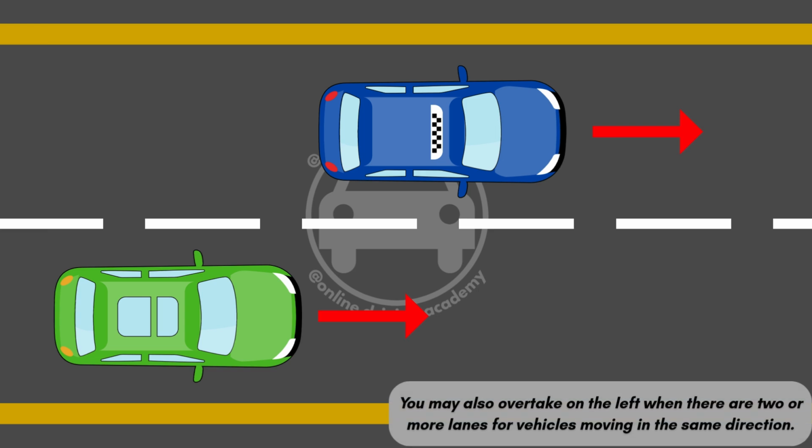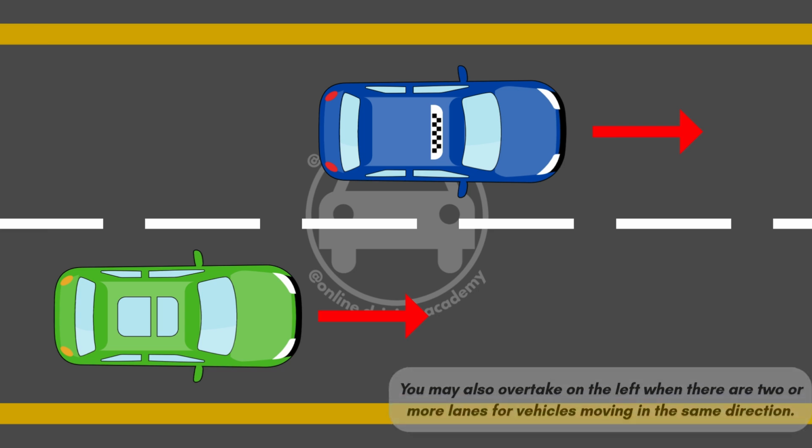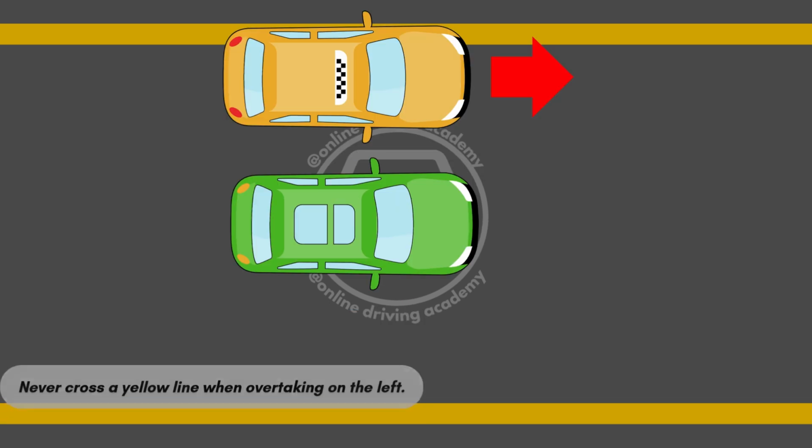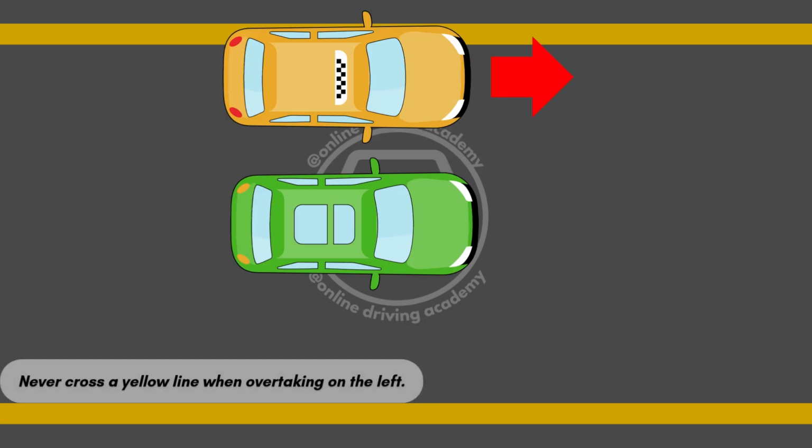Now, you may also overtake on the left when there are 2 or more lanes for vehicles that are moving in the same direction. Now, when the road that you are traveling on has more than one lane going your way, it's totally legal and allowed to pass on the left. As you can see in this diagram, the blue taxi is going to pass to the left of the green vehicle.